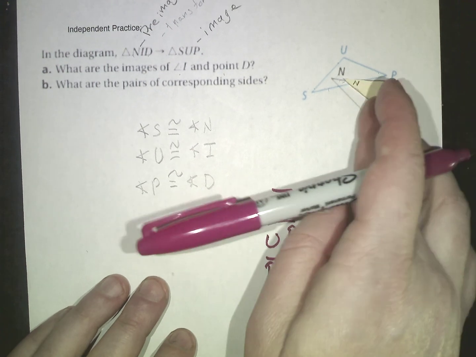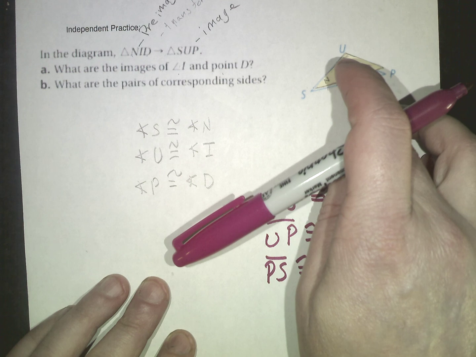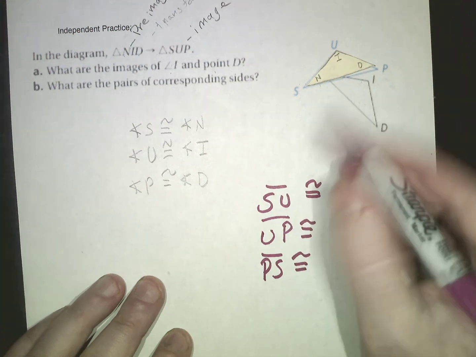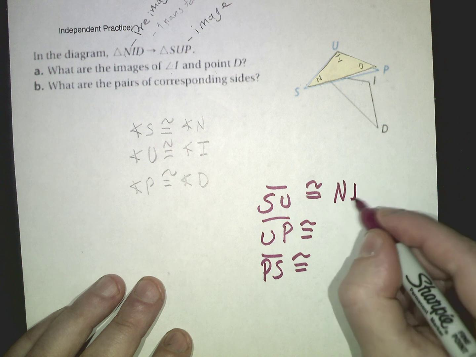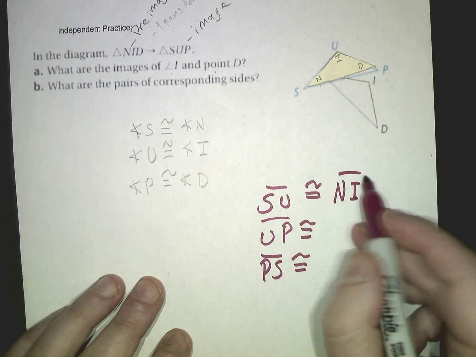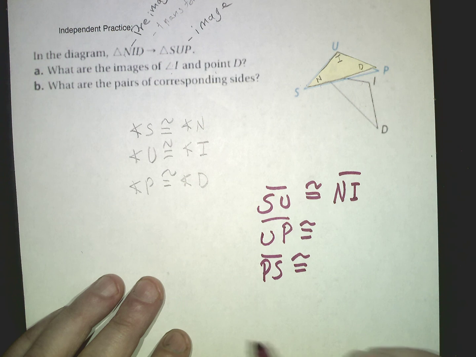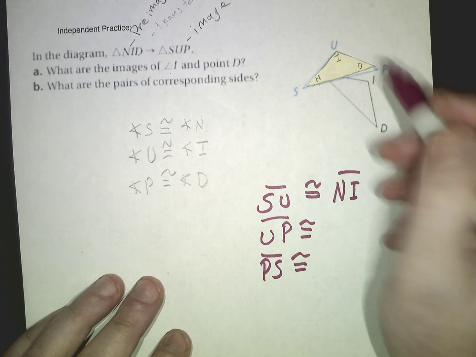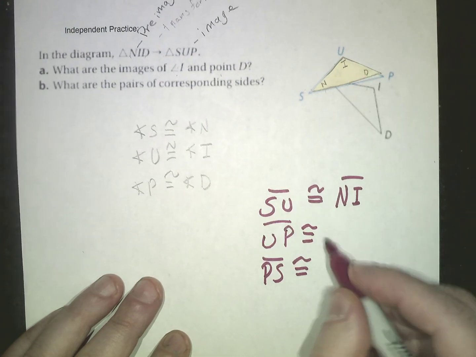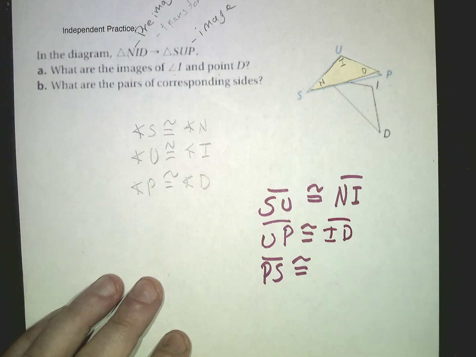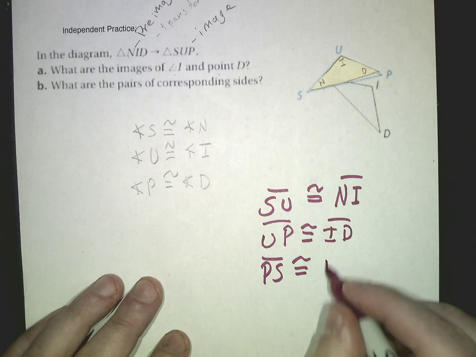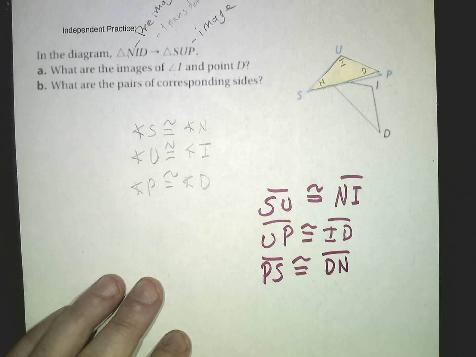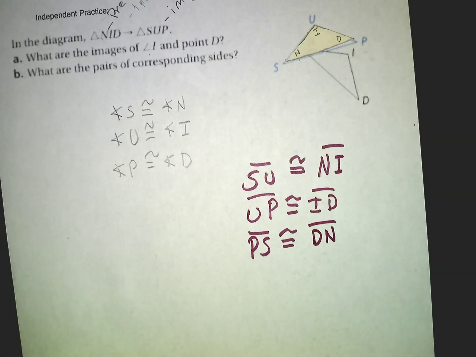Now, with this rotation I just did, I could tell you, SU is the same as NI. Remember, I put this little line up there to show it's a line segment. UP is the same as ID. And then PS is the same as DN. There you go. Okay, they are congruent, so we could say all those statements.